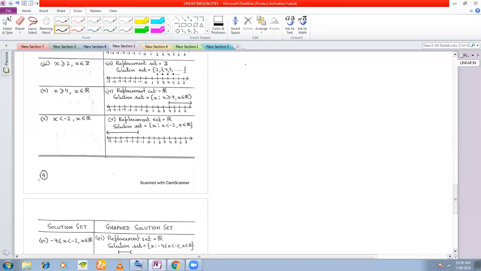The given inequality here is x greater than or equal to 4, where the replacement set is the set of real numbers. Now we want to represent this on the number line. So let's write the solution set.